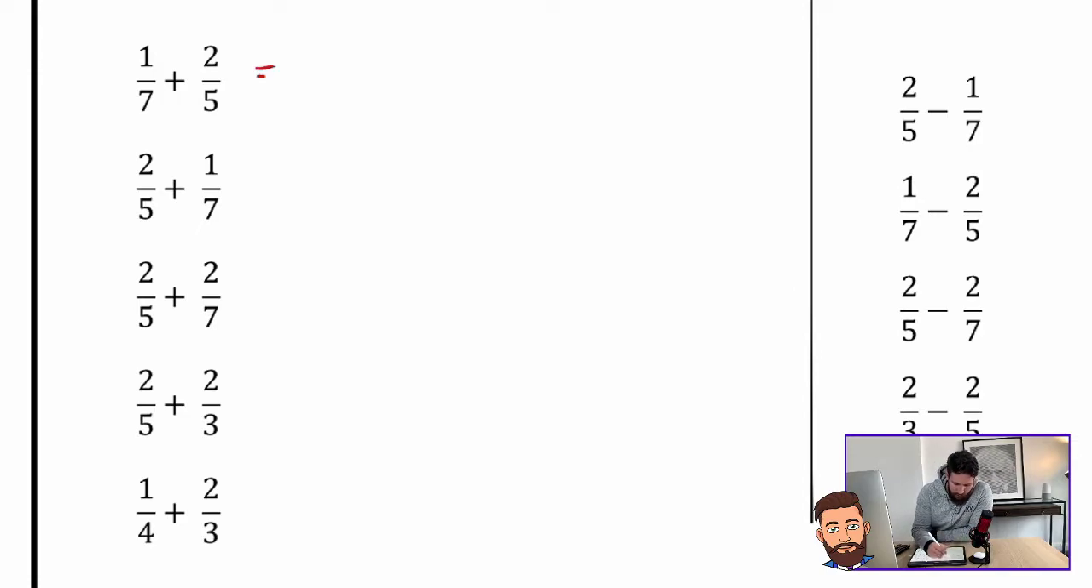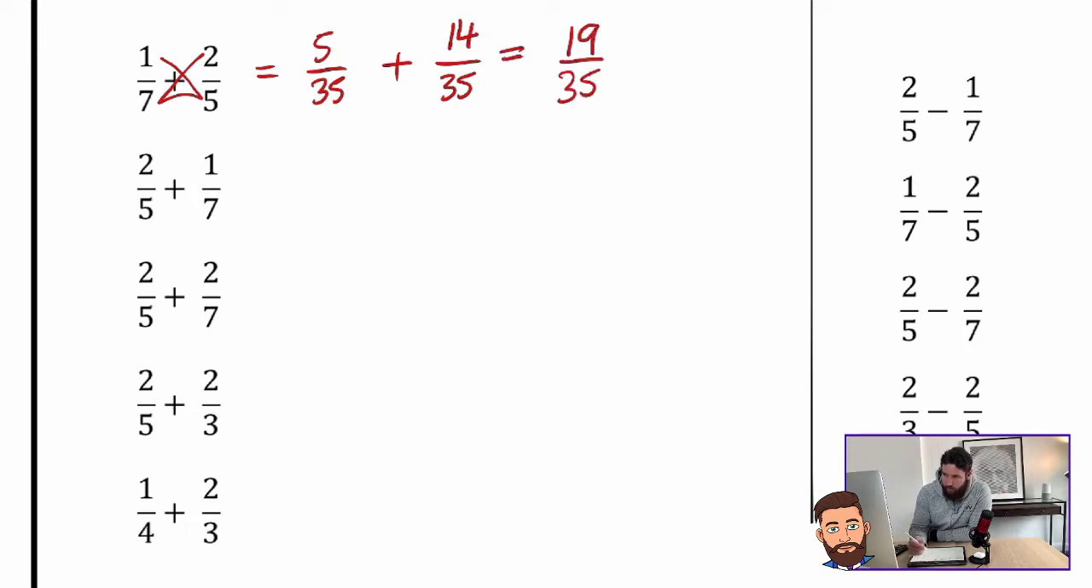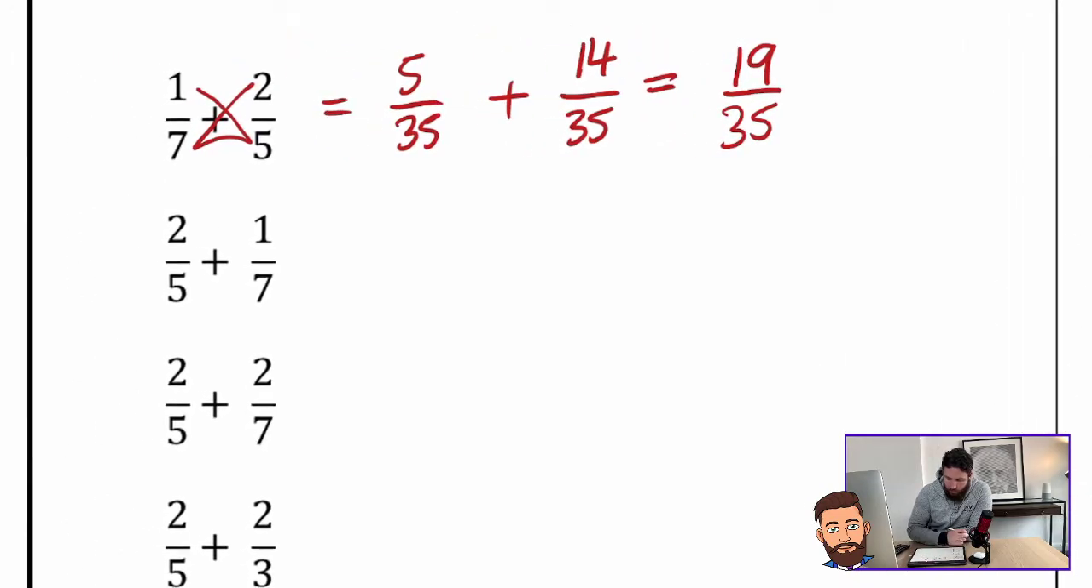So here, can't add, need a common denominator. Common denominator is going to be 7 times 5 is 35. 35 on that one. What goes here? 1 times 5. What goes here? 2 times 7 is 14. Add them together, we're going to get 19 over 35. You always want to check if you can simplify. 19 is a prime number, so that is as simple as it will go.